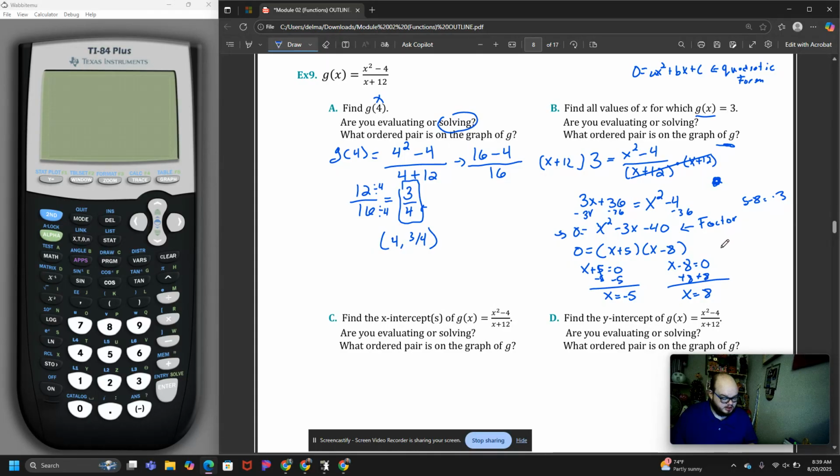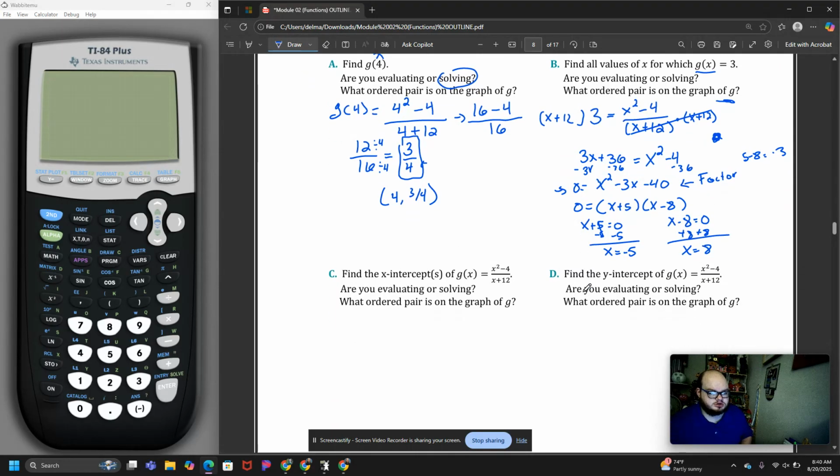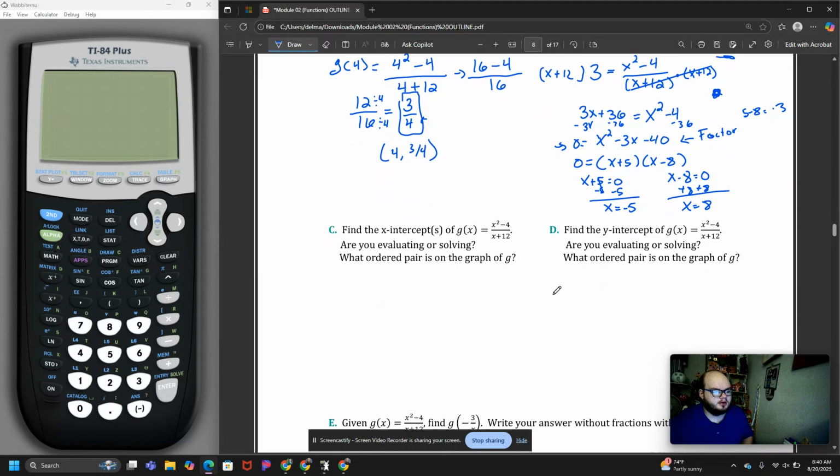And what ordered pair is on the graph? So negative 5 and 3 must be on the graph. Now, is 8 also on the graph? You have to look at it and see. It tells you that negative 5 and 3 are on the graph, and 8 and 3 are both on the graph, because remember this is a quadratic, so it should have 2 x-intercepts, 2, 1, or none.